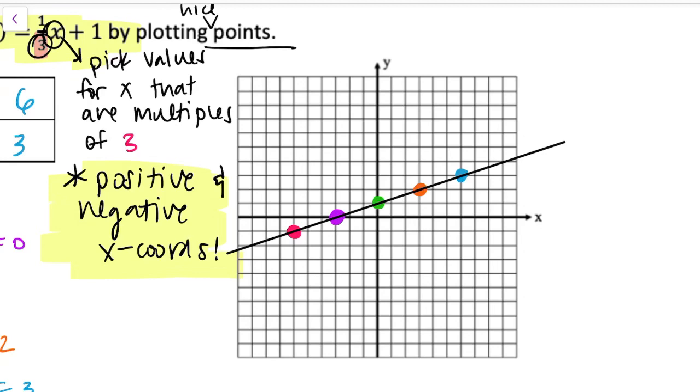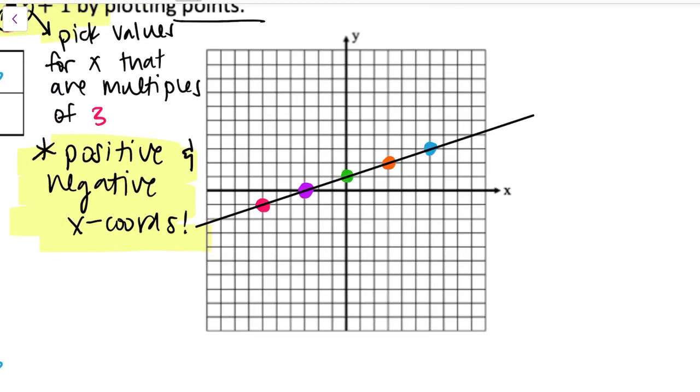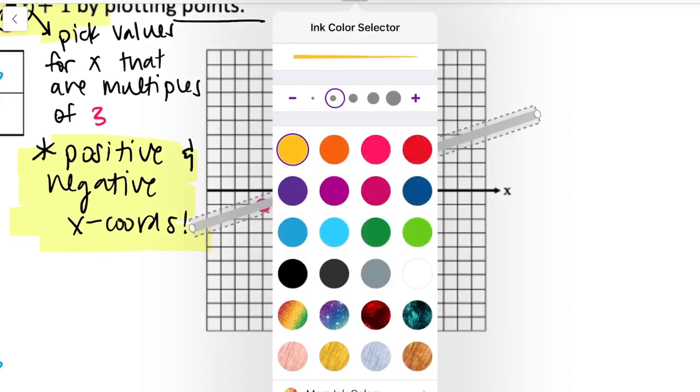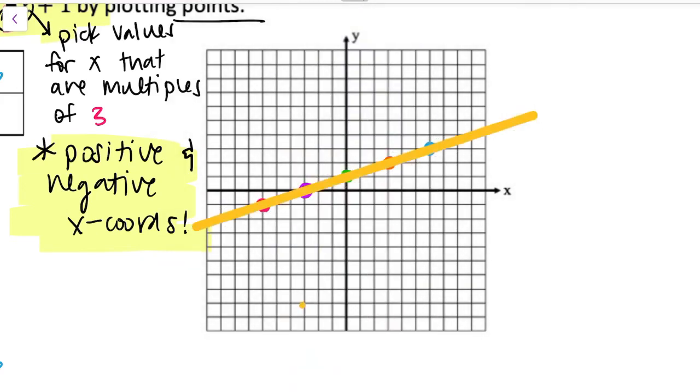Number 1, you have to draw your line from edge to edge. So maybe the points you plotted just ended up being like here, here. Maybe your points were like here, here, here, here, here. I don't want to just see your line look like that. You need to go all the way from edge to edge. So rule number 1, your line needs to go from edge to edge.